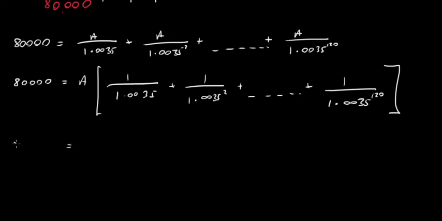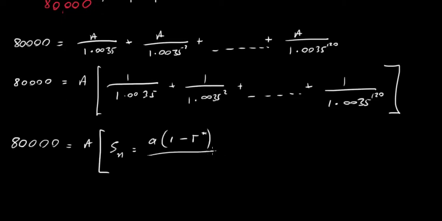Now what I'm going to do here next is look at these numbers here. When you look at them, you'll see that this is actually a geometric series. So what I'm going to do is add these up using this formula here, the sum of a geometric series, a times 1 minus r to the power of n over 1 minus r. So this is what I'm going to use. Now in this particular case, just looking at these numbers here, I can see that my first term is 1 over 1.0035, this number here.